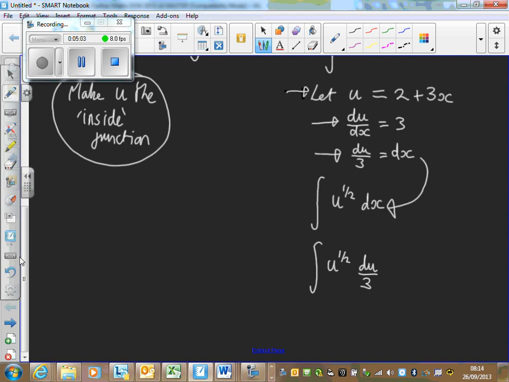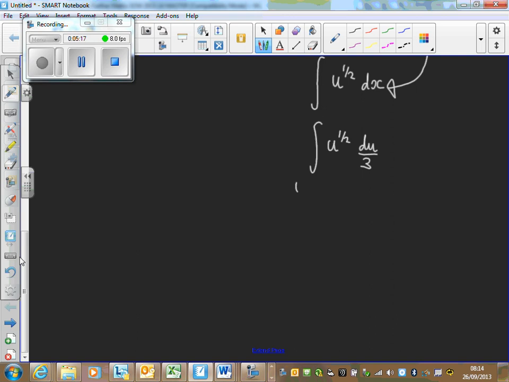Now we're at a stage where we can do this because u, which is in the integrand, we're trying to integrate it with respect to u. We've got compatible letters there. Now this du over 3, that's not a problem because we can take the 1 over 3 out, and we can take it outside.